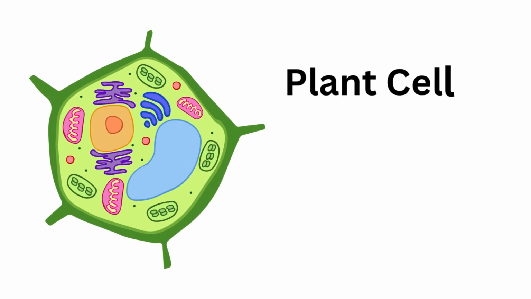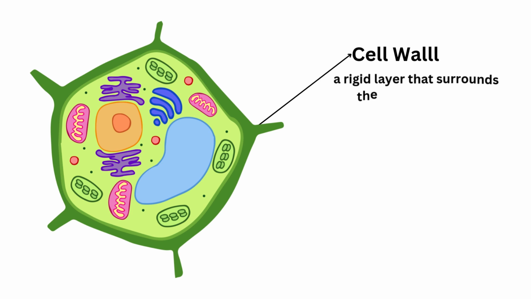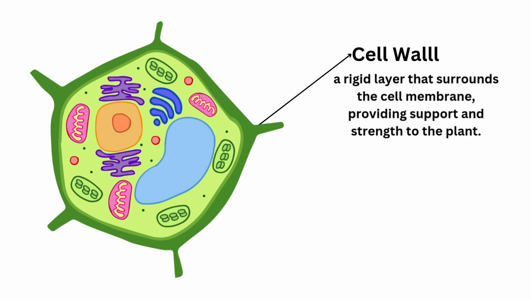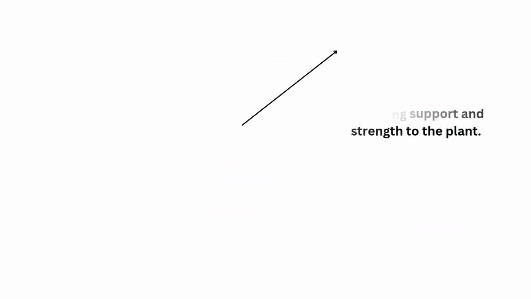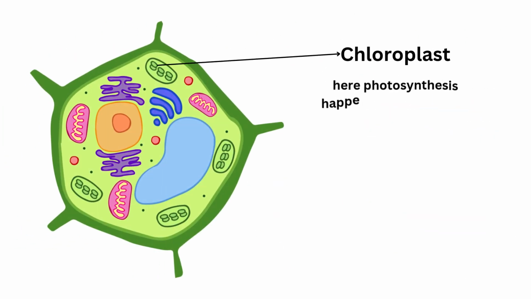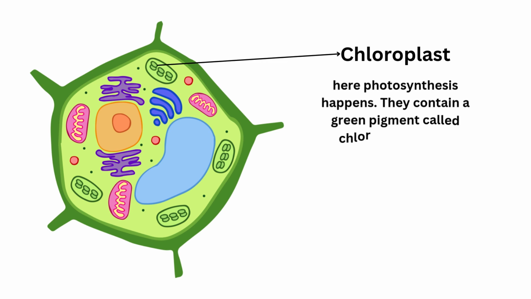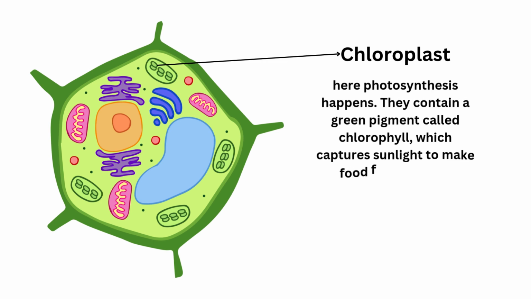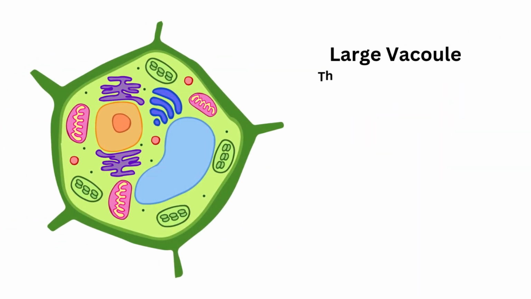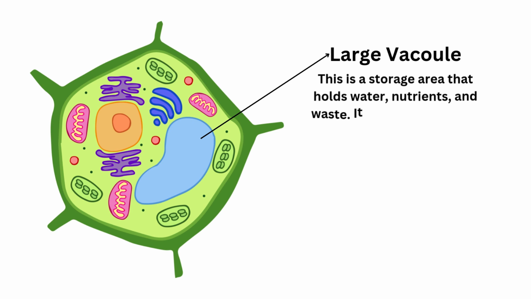Now, we move on to this plant cell. The plant cell has something called a cell wall. This is a rigid layer that surrounds the cell membrane, providing support and strength to the plant. Then we move on to chloroplast. This is where photosynthesis happens. They contain a green pigment called chlorophyll, which captures sunlight to make food for the plant. And then we've got the large vacuole. Plant cells have a large central vacuole. That's a storage area that holds water, nutrients, and waste and helps maintain the cell's shape.